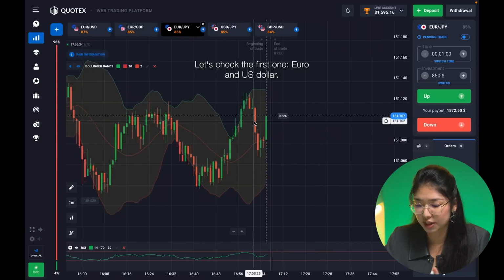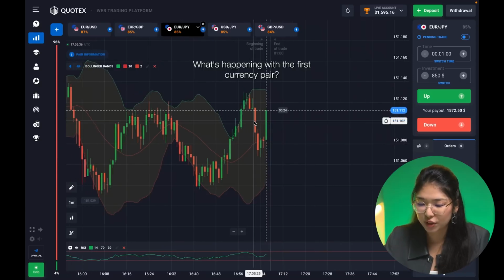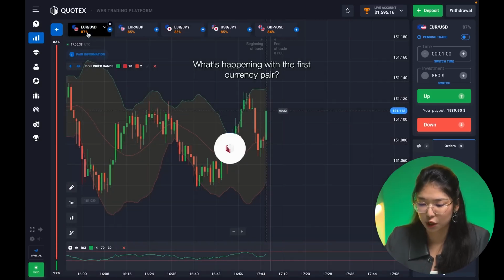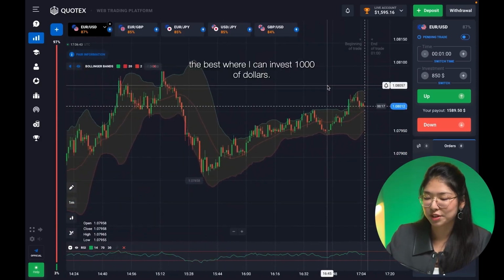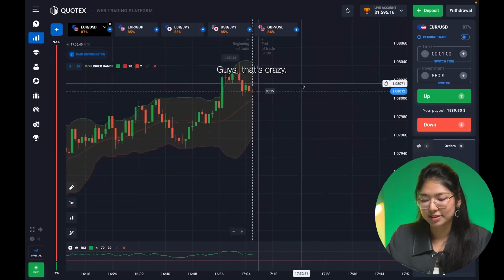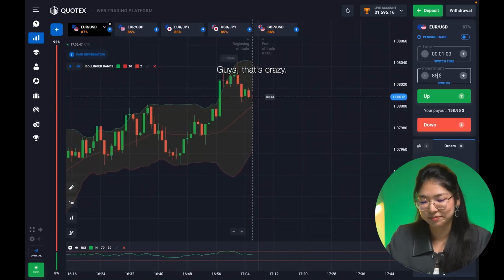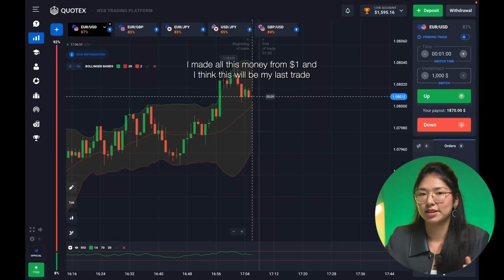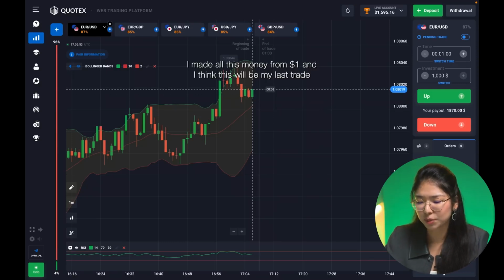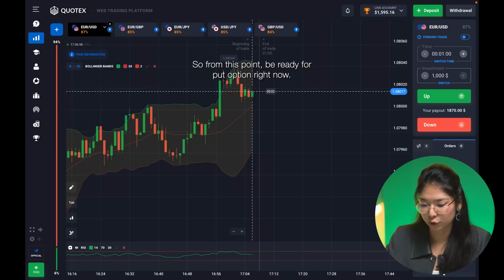Let's check the first one, euro and US dollar. So what's happening with the first currency pair? The price here is falling down, and I think, yes, the situation will be the best where I can invest $1,000. And guys, that's crazy. I made all this money from $1, guys. $1, and I think it will be my last trade when I will fix all my profit. So from this point, be ready for put option right now.